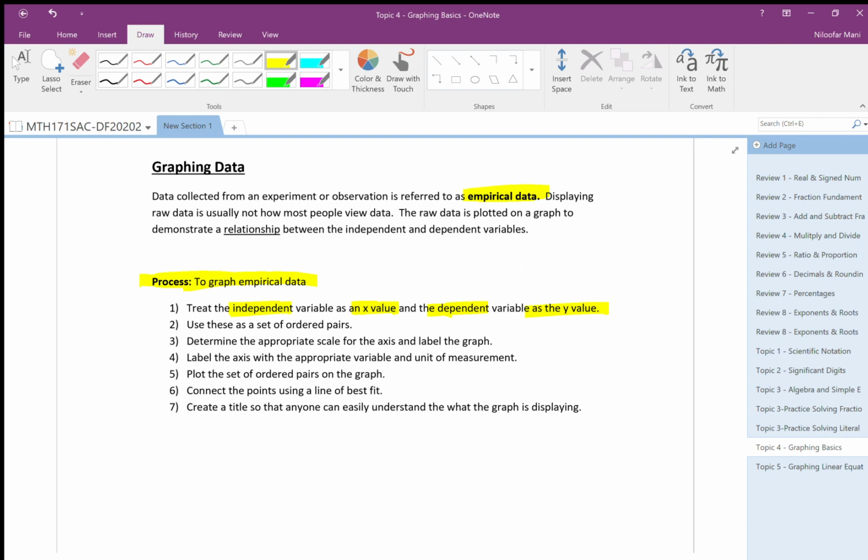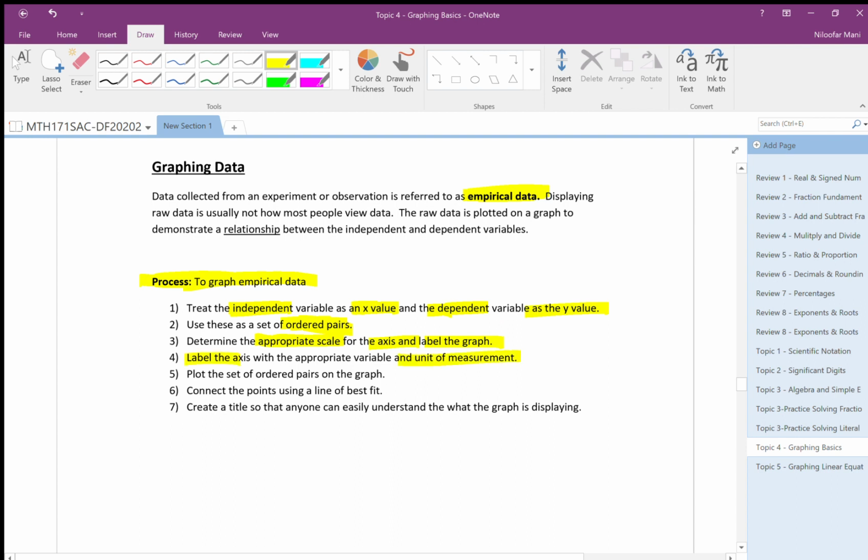Okay, make sure to use pairs like x and y. Of course I have to do that because I'm working in 2 dimensions, so it has to be 2 values. Okay, what is the appropriate scale? What is the x-axis? Don't just write x and y. No, label them. What is the unit? Label them and show me the unit.